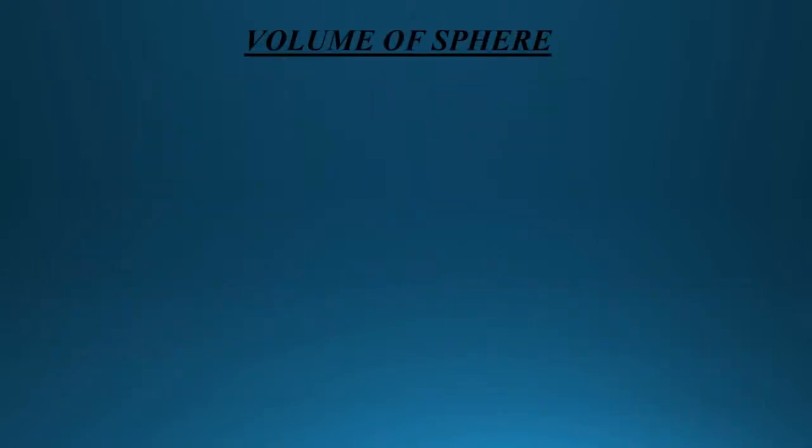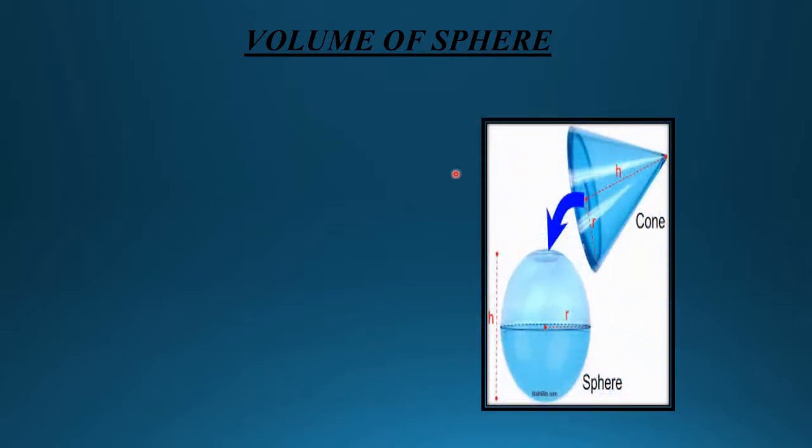Now we will be learning about volume of sphere. So how will you calculate the capacity of a sphere? See, when we put the amount of the cone with same radius and height inside the sphere, we find that 4 times the volume of cone is filled in the sphere with same radius. Therefore, volume of the sphere is equal to 4 upon 3 pi r cube.